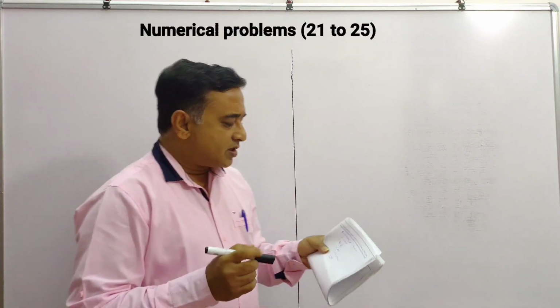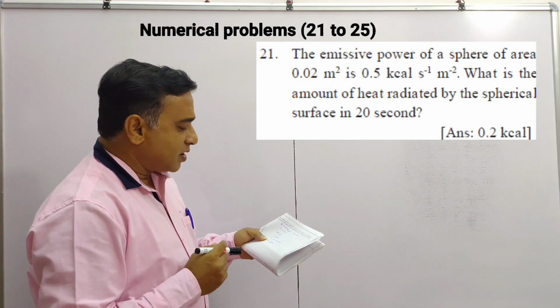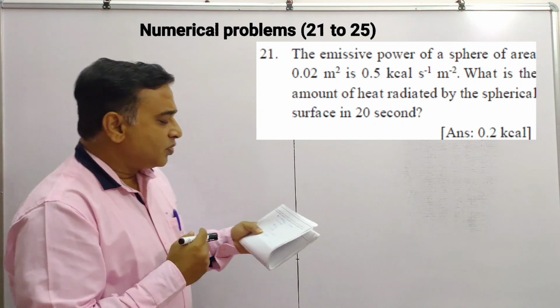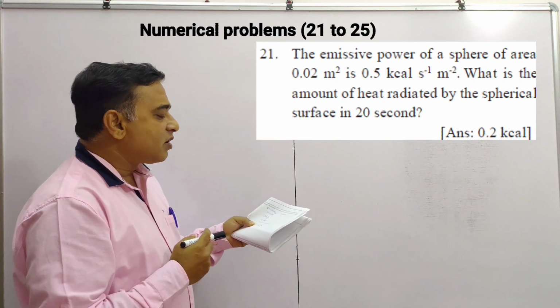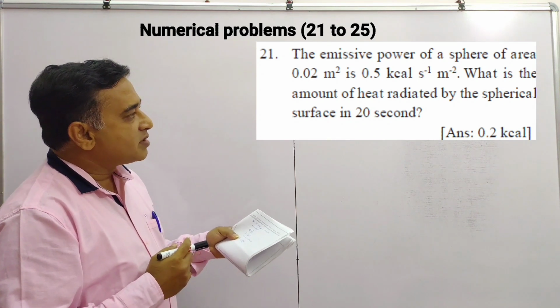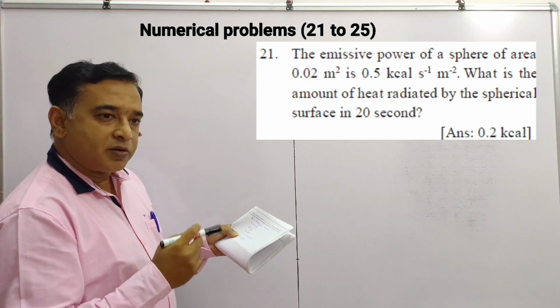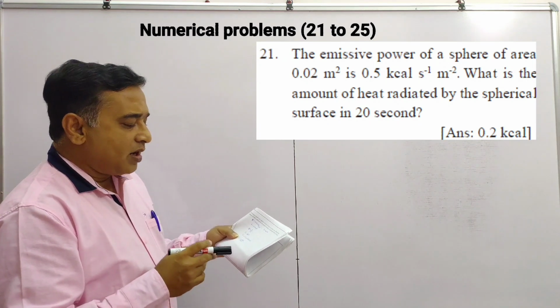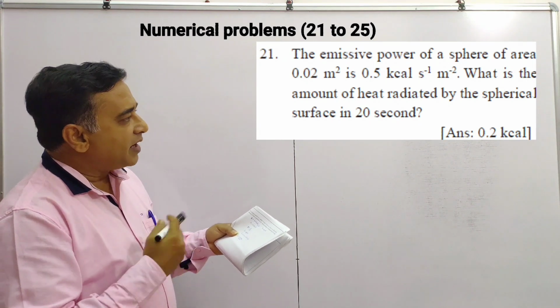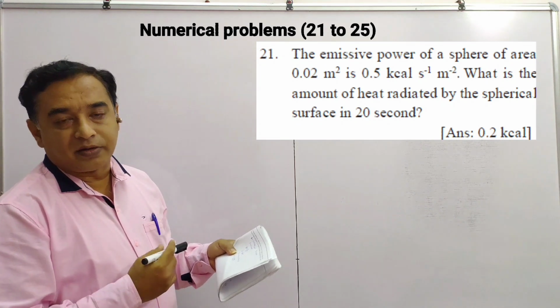One problem. Here it is, the 21st. The emissive power of a sphere. Let us read that one. The emissive power of a sphere of area 0.02 meter square is 0.5 kilocalorie per second per meter square. What is the amount of heat radiated by the spherical surface in 20 seconds?